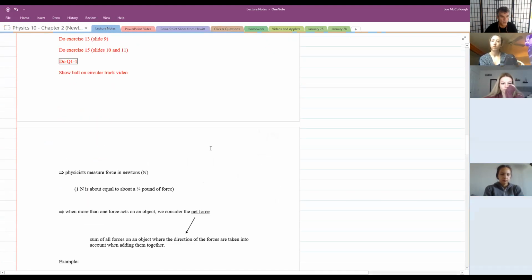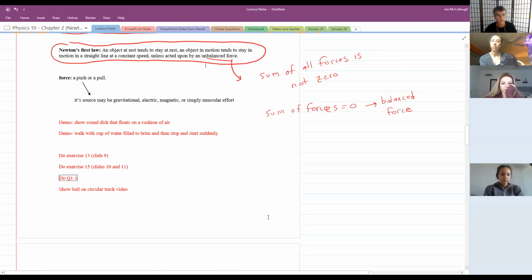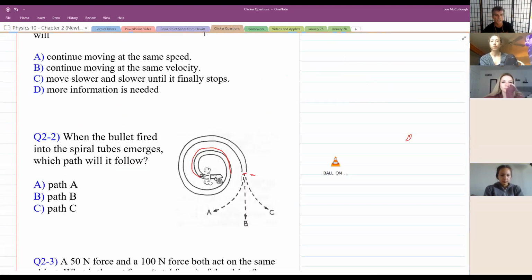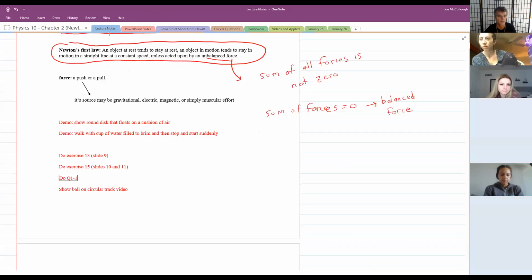Okay, I think I'll do a couple more things. So does that make sense in terms of that clicker question? The answer was B, because once it leaves the spiral tube, if there are no other forces acting on it, it's going to continue to move in a straight line at a constant speed. Okay, let's go back to this.